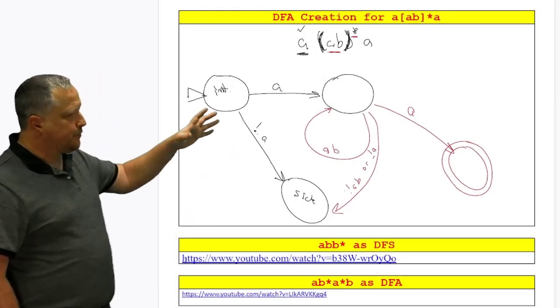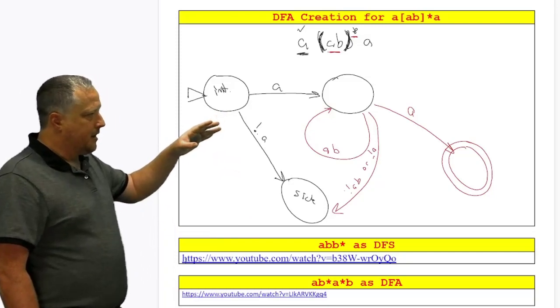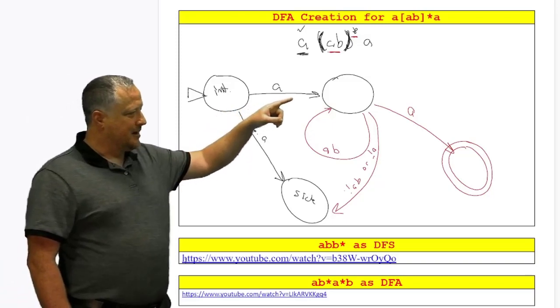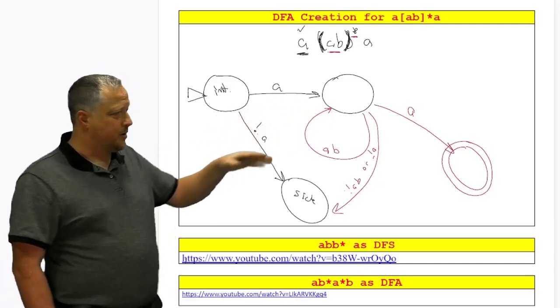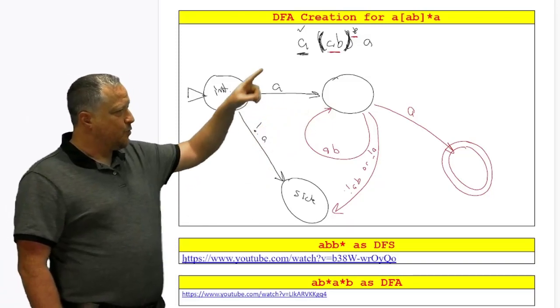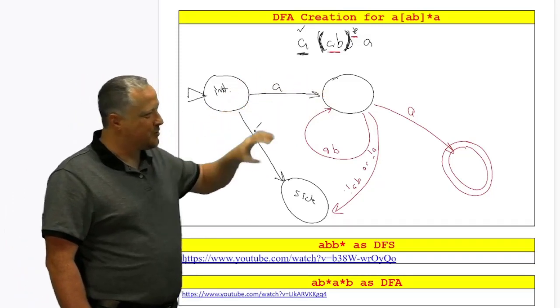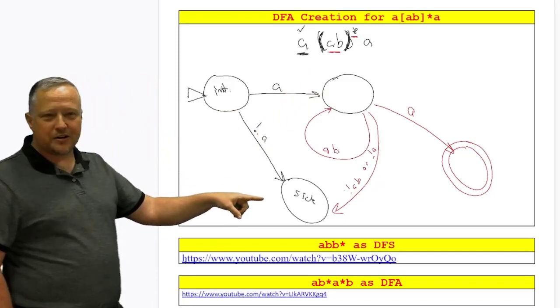So here's the answer for the first one. And notice I have my sync state and everything else. I have an accept state. Sorry, I pointed at the wrong one here. The sync state's right here. So if we have to start with an A, once we get an A, we're off to our second state. Otherwise, we go right to the sync state.